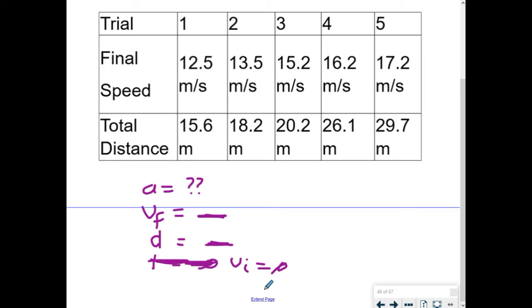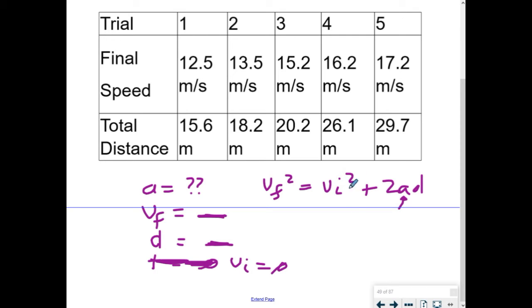So far, so good? So now what we're looking to do is figure out how to solve for acceleration. Well, one option would be to take a formula, so let's find a formula. What formula involves A, VF, D, and VI? It's the formula VF squared equals VI squared plus 2AD, right? There's your formula. That's why we learned it yesterday. And we need to algebraically isolate for A.